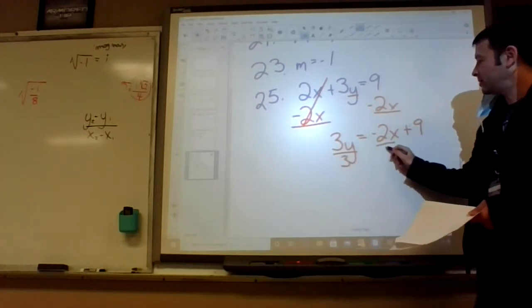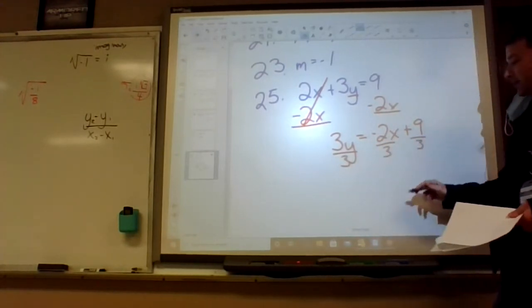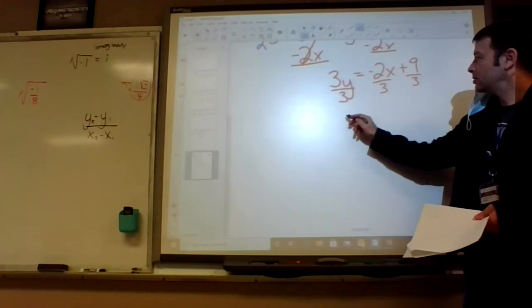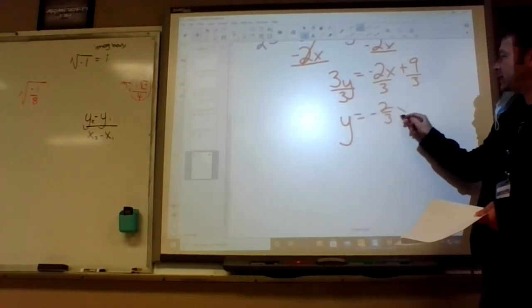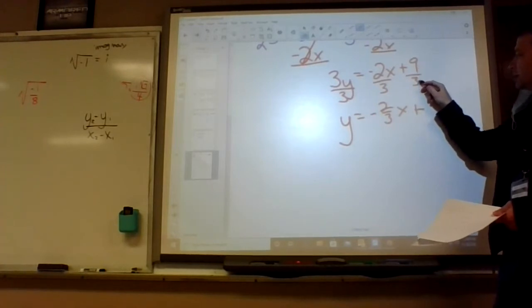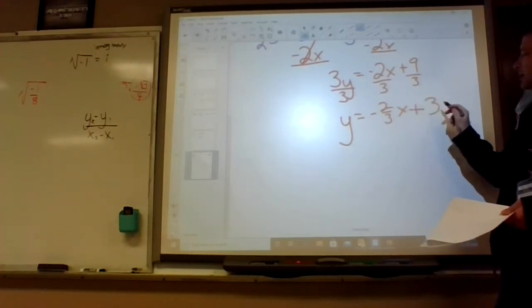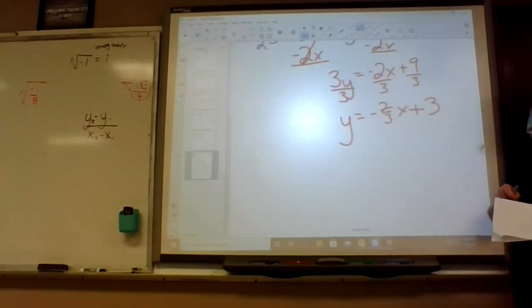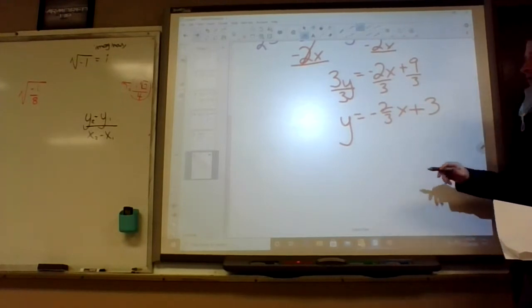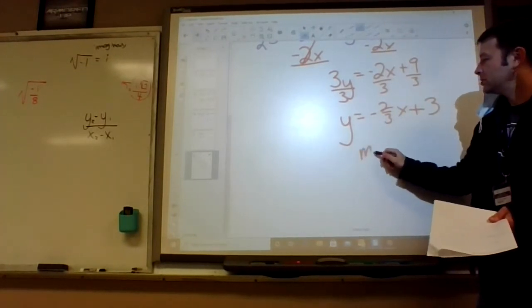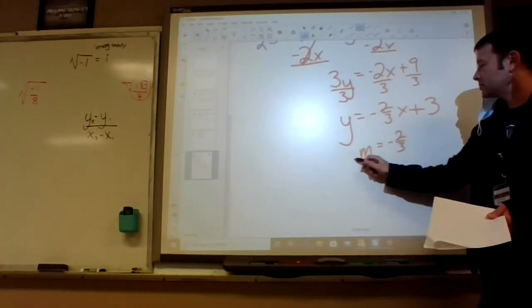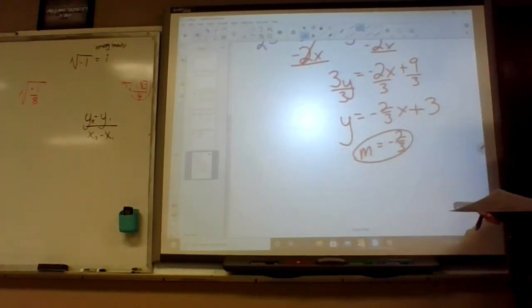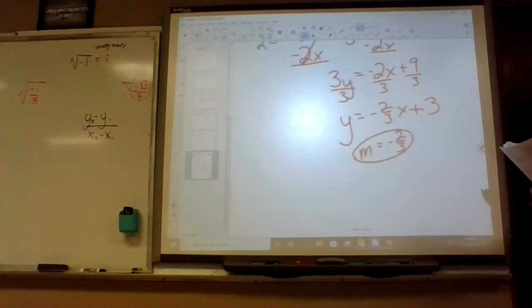Remember, we wrote it like this. Divide by 3, divide by 3, divide by 3. Y equals negative 2/3 x plus 3. Okay, you remember what we were actually going for? So it's negative 2/3. The slope is negative 2/3.